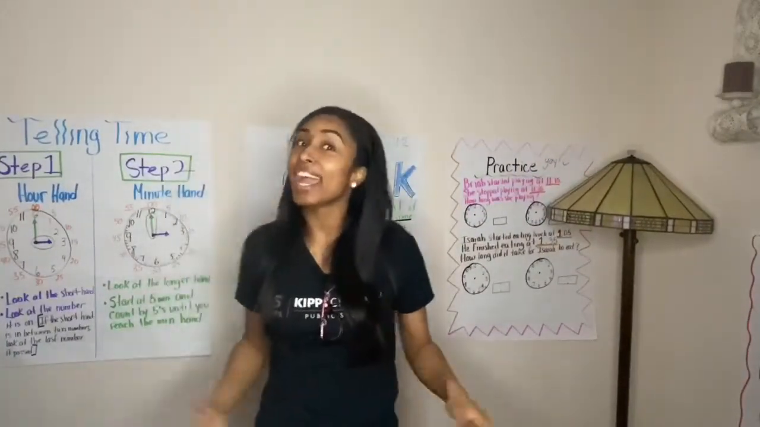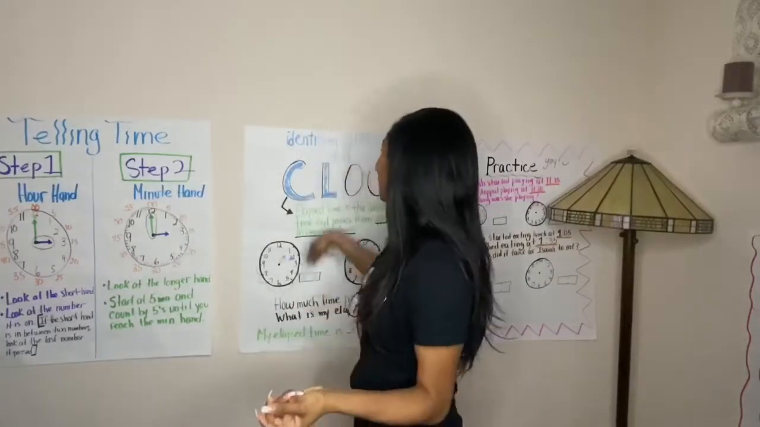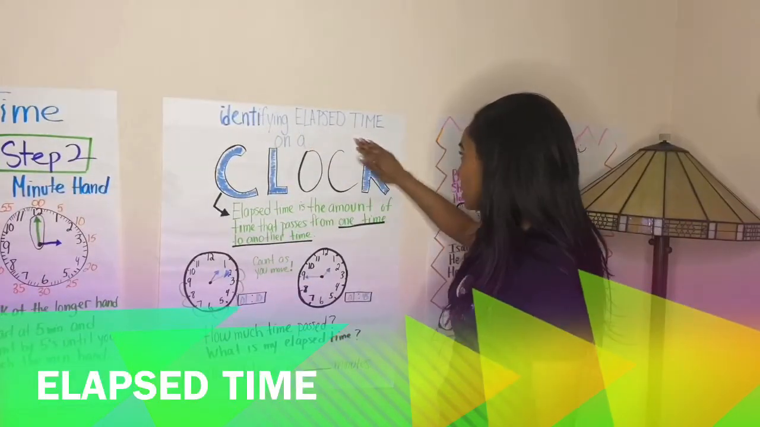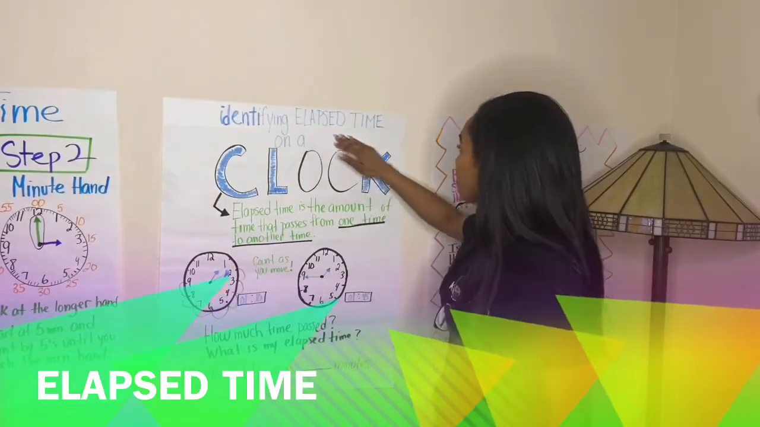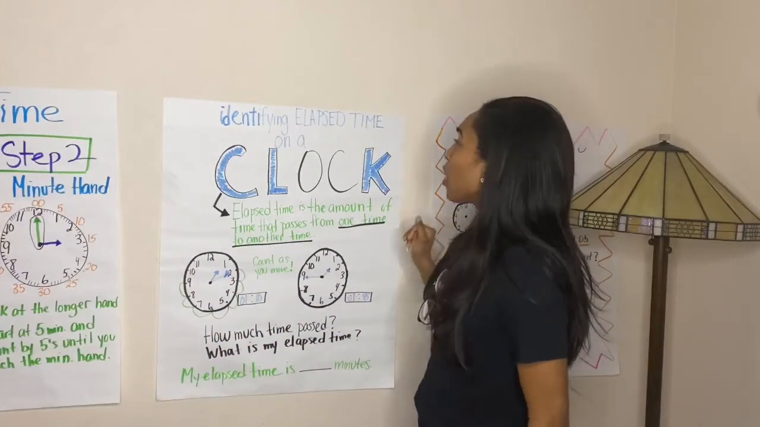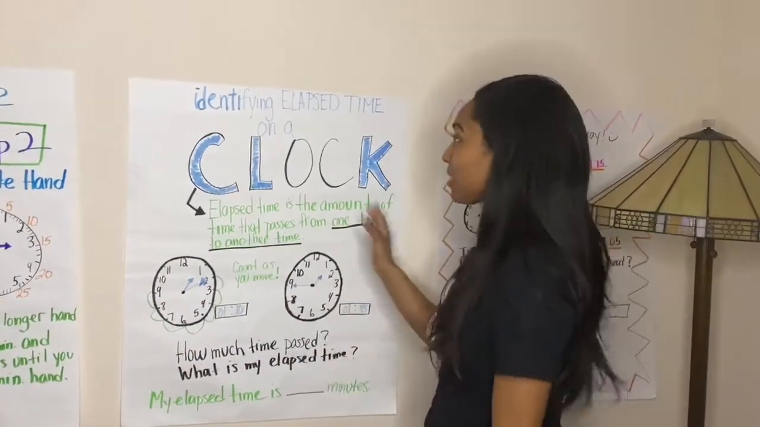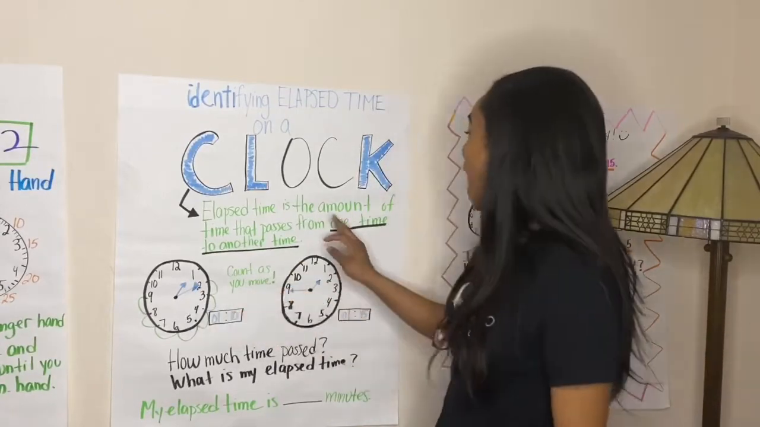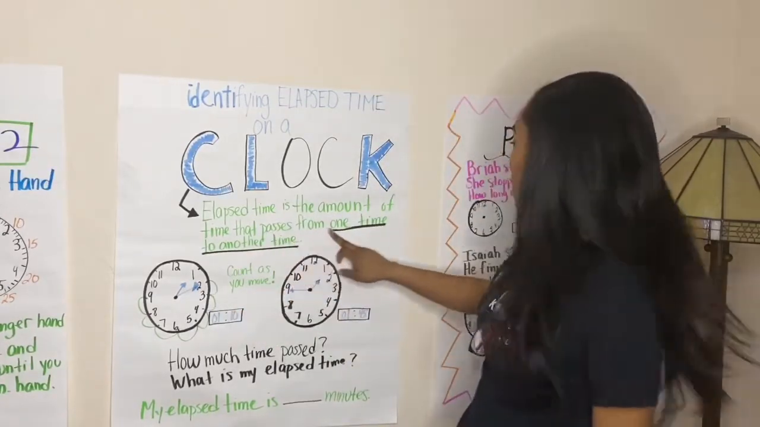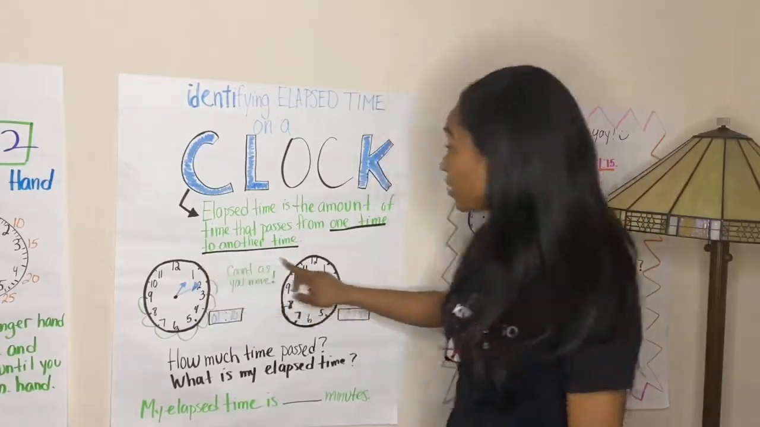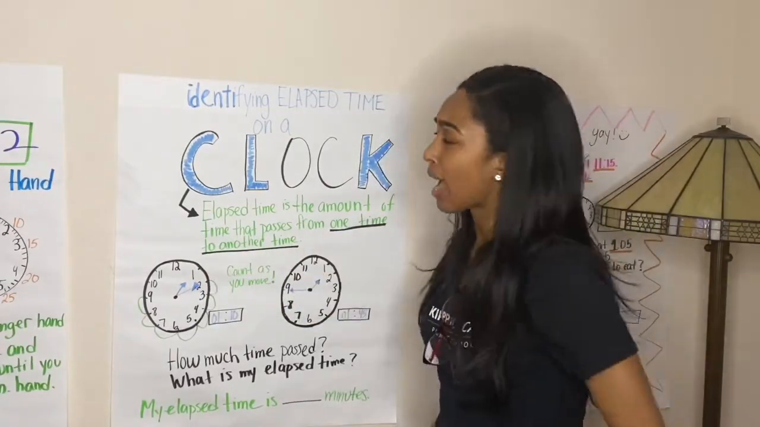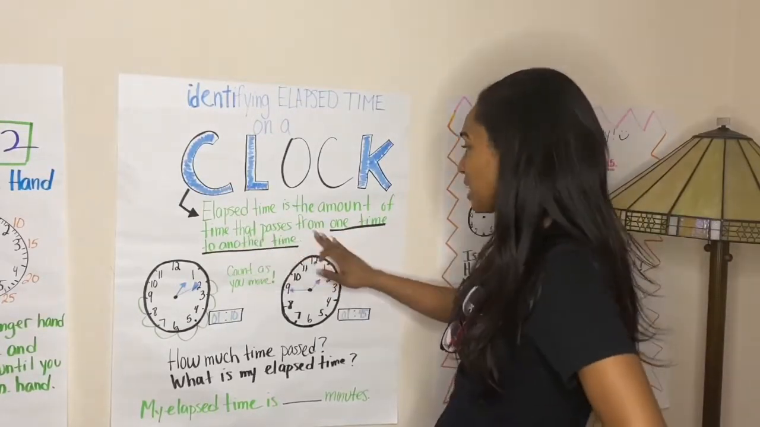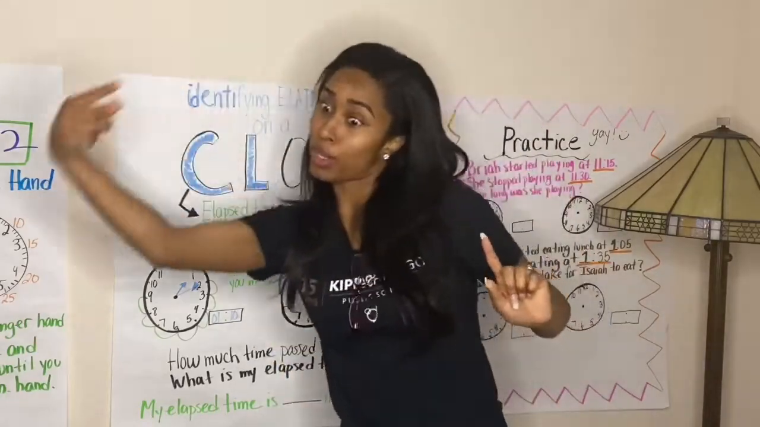All right, give yourselves a round of applause for counting by 5. All right, now today we're learning about elapsed time. Say it with me, elapsed time. Now, we can figure out elapsed time by looking at a clock. We can look at a clock to figure out how much time has passed from one time to another time. Elapsed time is the amount of time that passes from one time to another time.